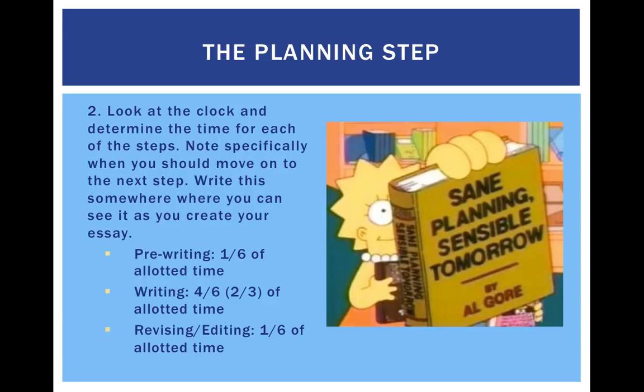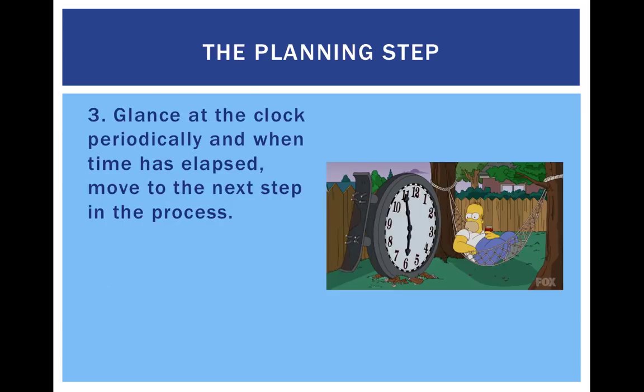Now, we're going to allot different amounts of time for different things in our writing process. The pre-writing is going to take up 1/6 of the allotted time. The writing is going to take up 4/6 of the allotted time, or 2/3. The revising and editing is going to take up 1/6 of the allotted time. The third task of the planning step, glance at the clock periodically, and when time has elapsed, move on to the next step in the process.